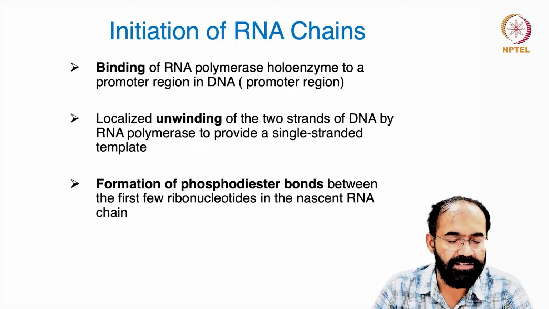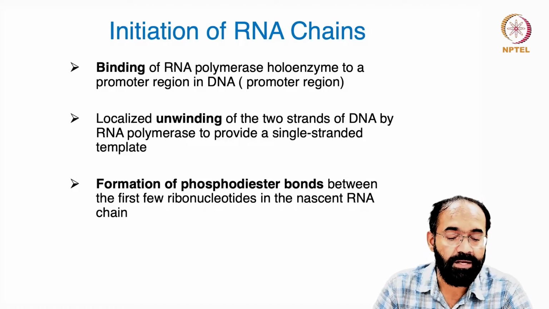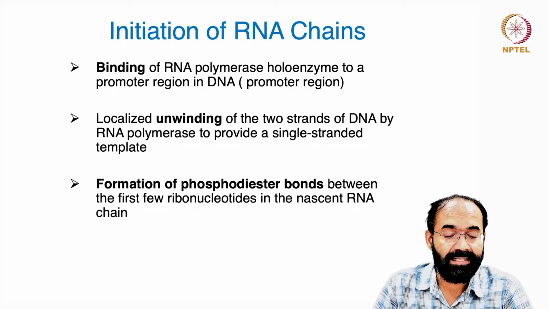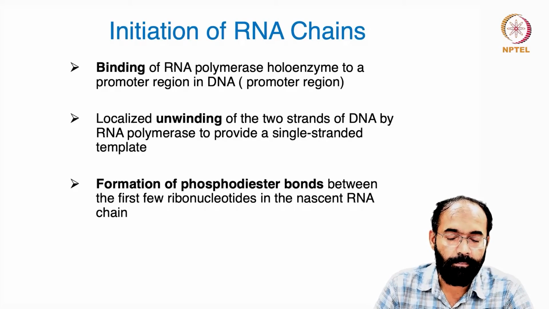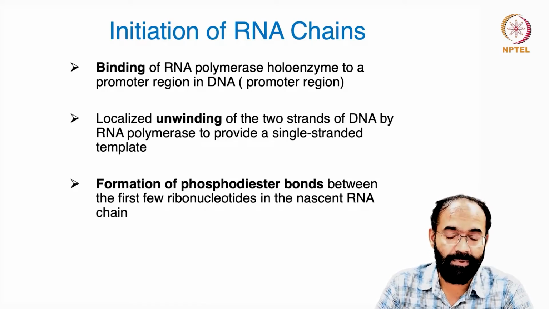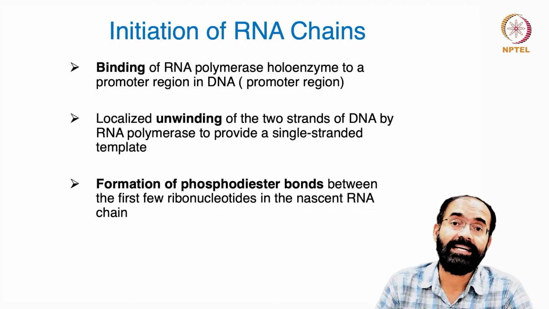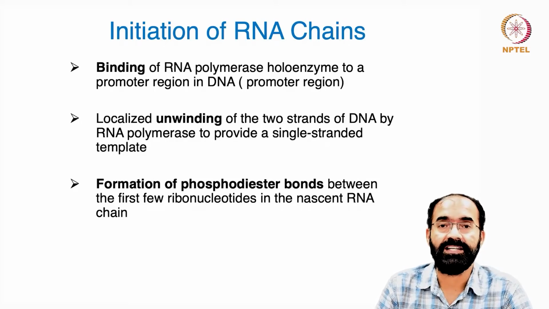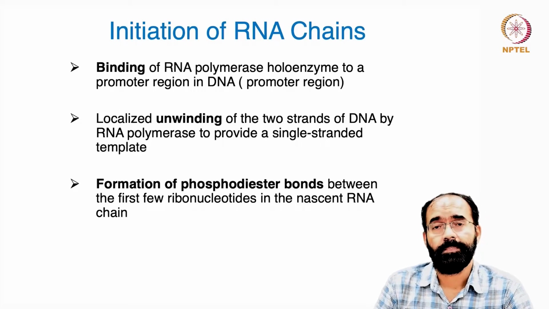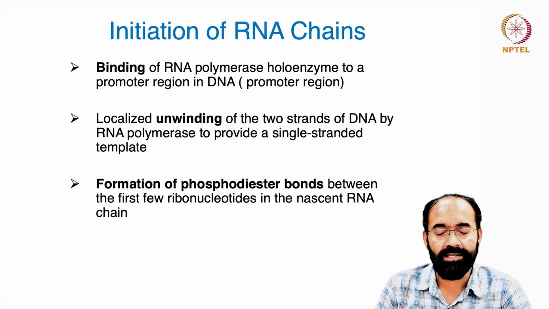So the initiation of RNA chains, that is the binding of the RNA polymerase holoenzyme. Remember, tetrameric core plus sigma factor is the holoenzyme, to a promoter region on the DNA. And then you need localized unwinding of the two strands by RNA polymerase to provide a single-stranded template, to be accessed to make a copy of the template into a complementary strand in the RNA form. And then the formation of phosphodiester bonds between the first few ribonucleotides on the nascent RNA chain that is growing. So the initiation of the RNA chain contains these three steps. So we saw transcription has three phases: initiation, elongation and termination. The initiation has binding, unwinding and phosphodiester backbone formation for the first few bases.